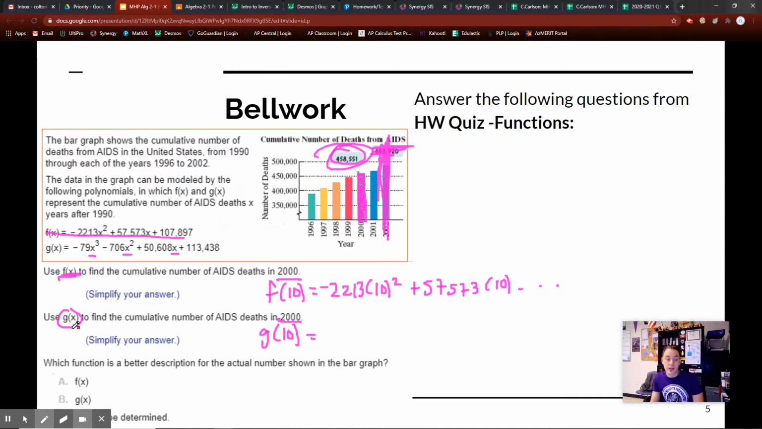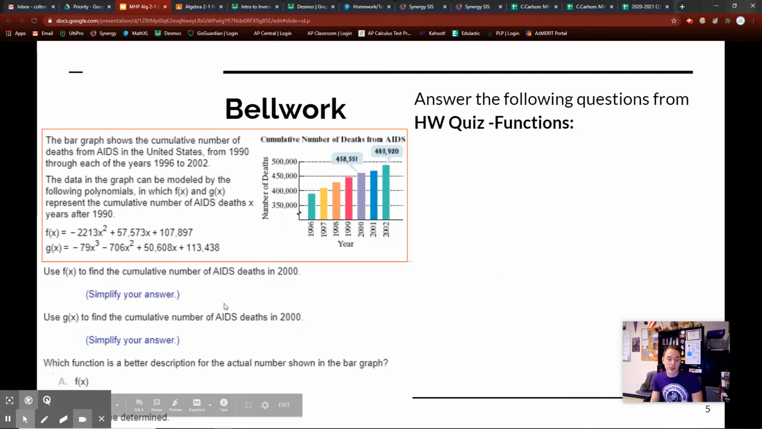So after you get those answers, you're going to look at the next part, and you're going to say, okay, which function better describes the actual number in the bar graph? Which one's closer? F or G? You'll just pick F or G. A lot of you are like, really? That's it? Yeah, that's it. Again, this one will more than likely be on the test. Just saying. Let's continue to our actual lesson.